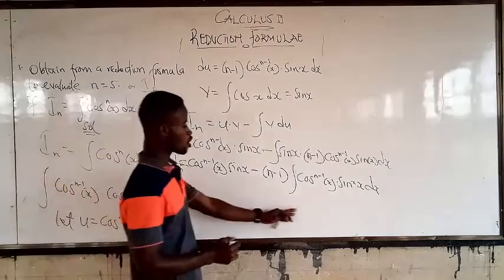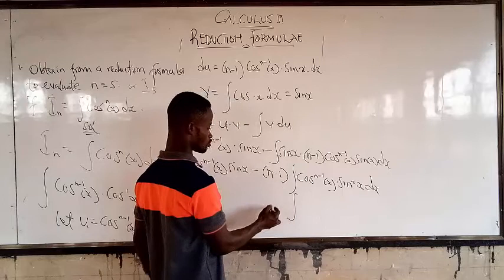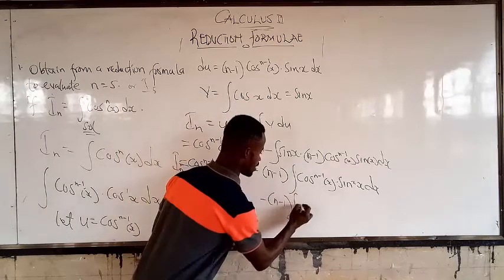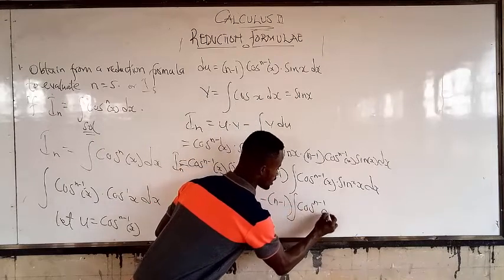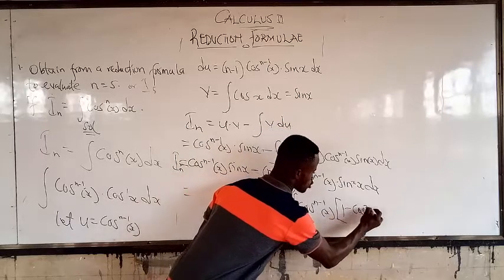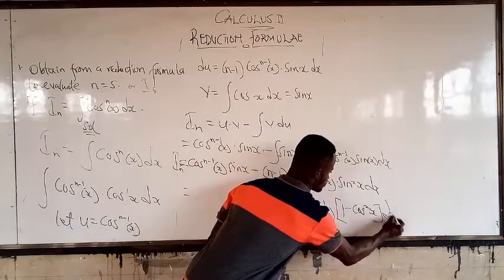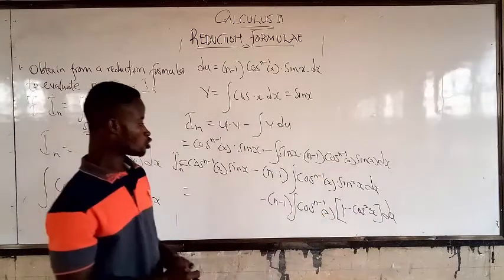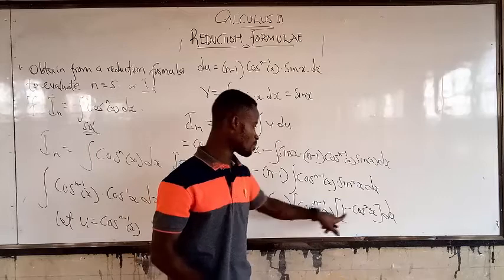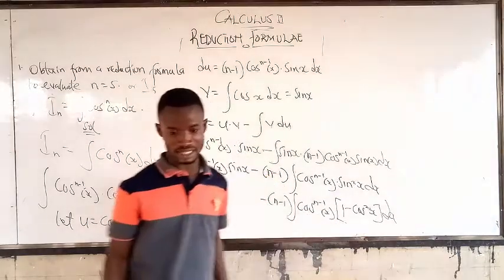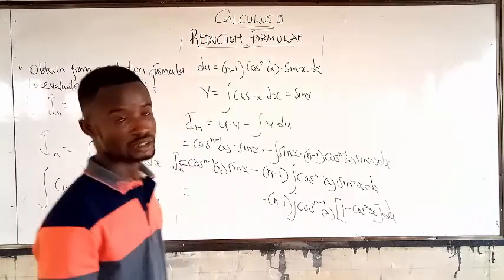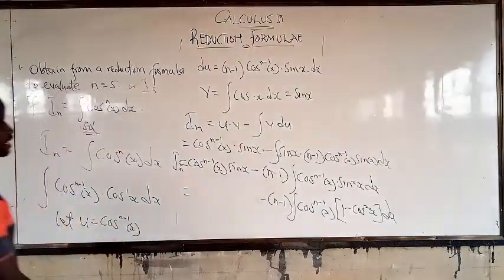So you repeat the whole of this, but the integral of cos^(n-1)x, then this one we get 1 minus cos squared x dx. So this multiply this, then this multiply this. There is a mistake somewhere. Alright. Let's continue. So that is what we have there.